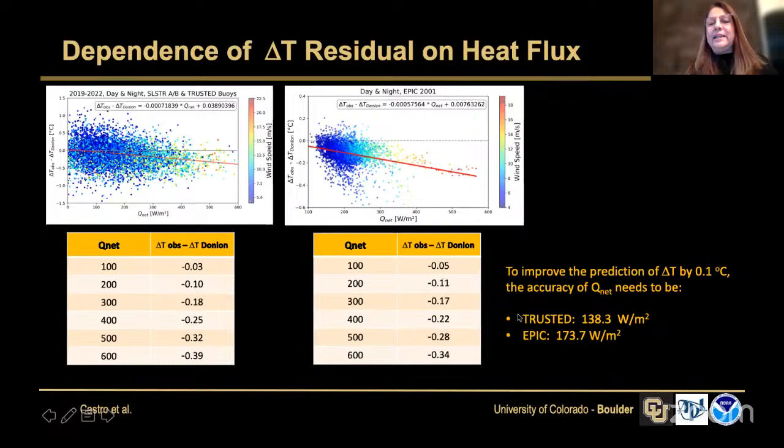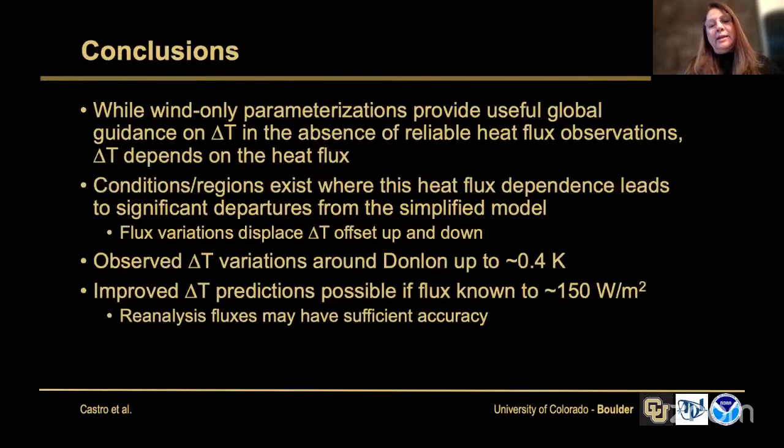And what this is saying is that if we want to improve the delta T prediction accuracy by 1/10 of a degree over the simplified prediction, we would need to know the heat fluxes to an accuracy of about 150 watts per meter squared. So given the current reanalysis products, I think we are there. We can provide such accuracy in heat fluxes. So our argument is, yes, we can now improve delta T predictions by explicitly including the heat flux in a parametrization of delta T. And the reanalysis might be the solution.